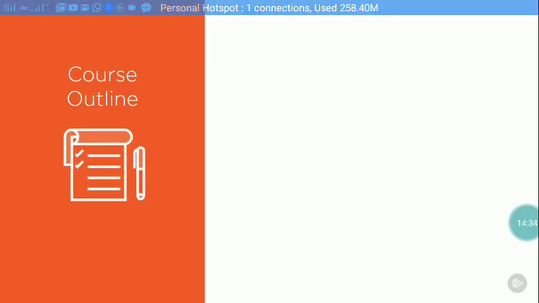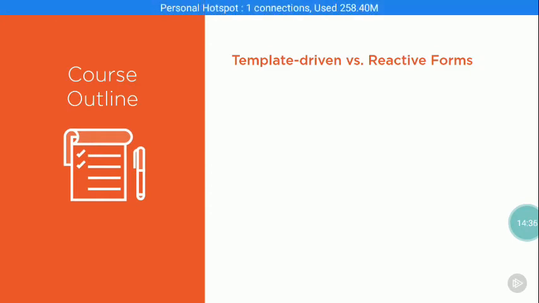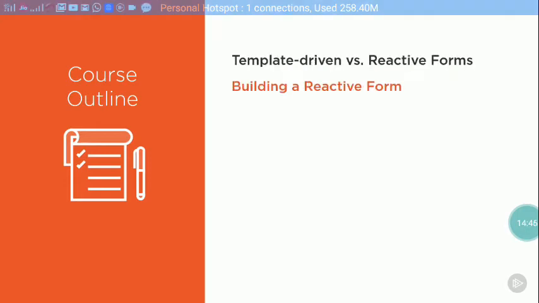In this course, we start with a more detailed look at the similarities and differences between template-driven and reactive forms, including an examination of the building blocks that make up the form model. Next, we build a reactive form, first using the form model building blocks directly, and then using Form Builder to simplify the code. We add validation rules and error messages to validate the user's entries, including custom validation and cross-field validation.